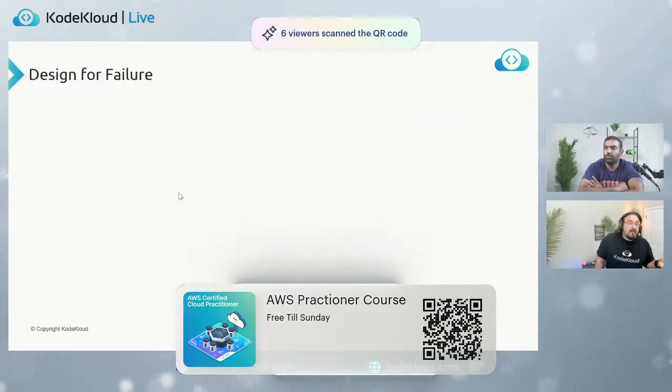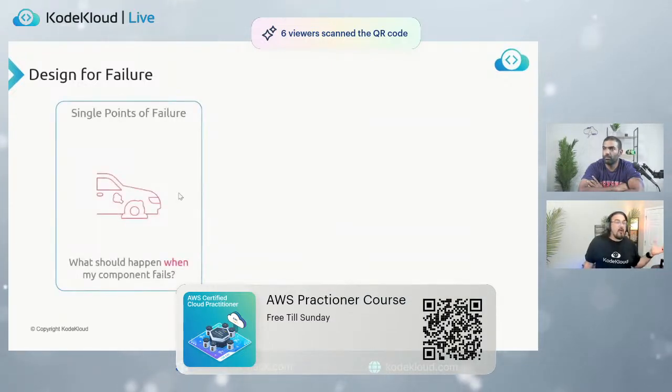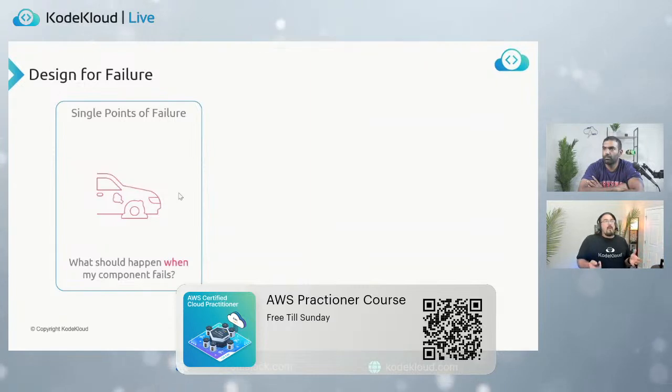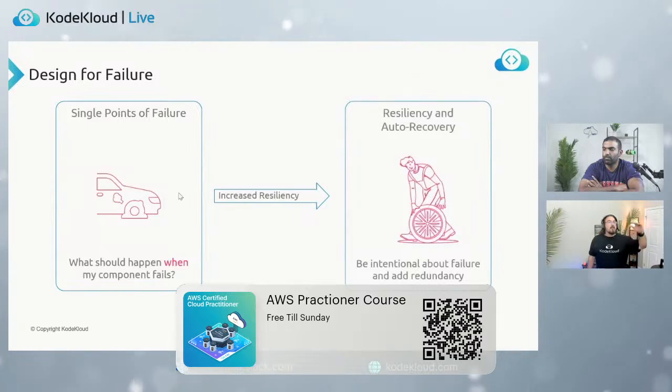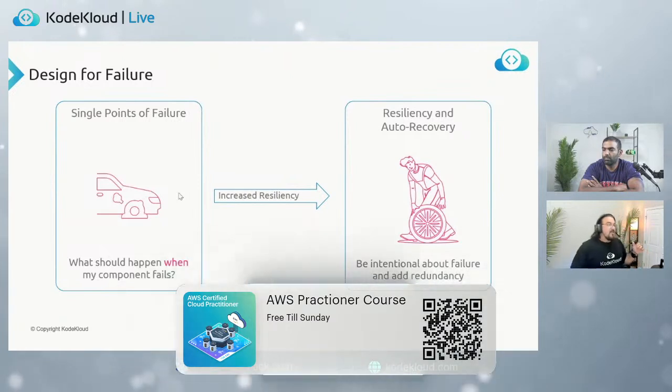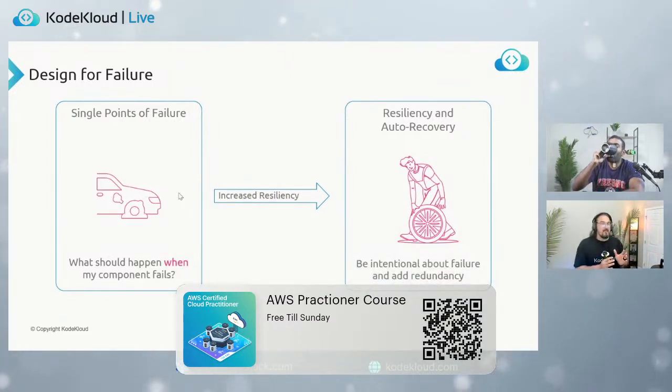We'll also talk about different design principles for cloud, like designing for failure. How do you resolve single points of failure? Like, is this a design principle that we go after, right? How do you increase resiliency? What does that look like? Again, just at a high level, because remember, this is a foundational level exam. So this is really purpose built for beginners to get started with AWS.